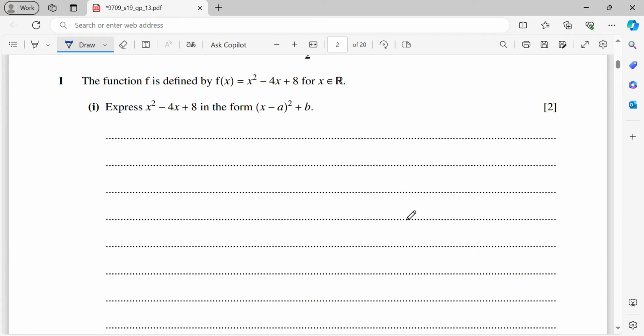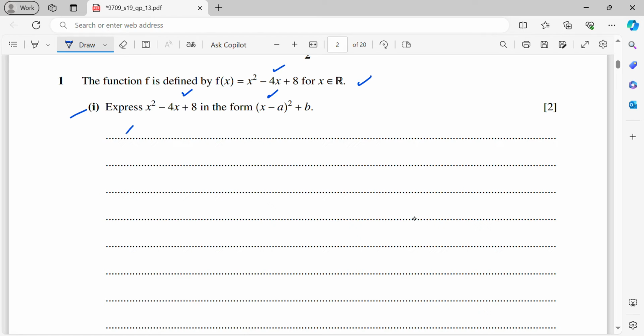For question number 1, the function f is defined by f(x) equals x squared minus 4x plus 8, where x is a real number. First part, express this quadratic function in the form (x minus a) squared plus b. So this is basically the completing the square method.